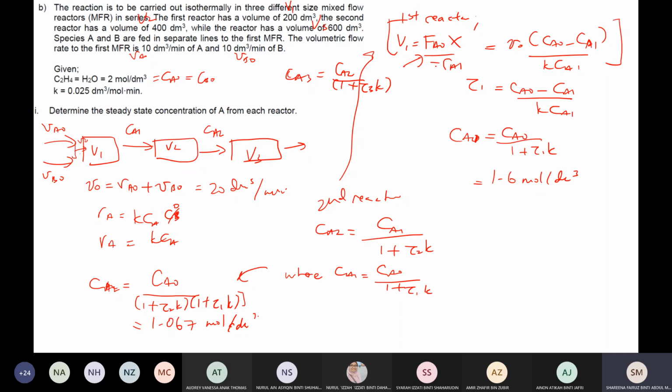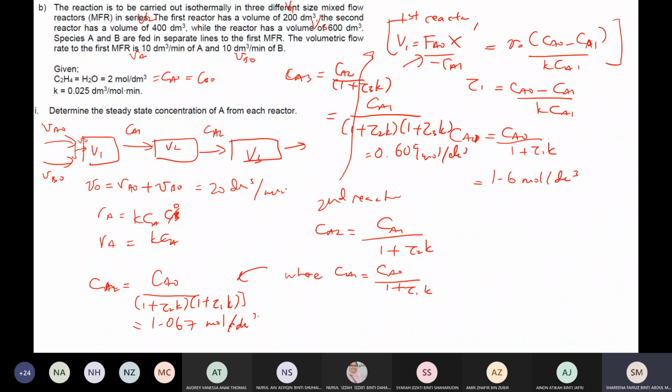Okay, alright, so daripada situ, you will have equals to, okay, relatekan dengan CA1. Okay, so you boleh dapat CA1 is equals to 1 plus tau 2K 1 plus tau 3K. Ni tau, so CA1 masukkan balik lah daripada sini pun boleh. Okay, so you will have around 0.649 mol over decimeter cube. Okay, ini jalan kerja saya.